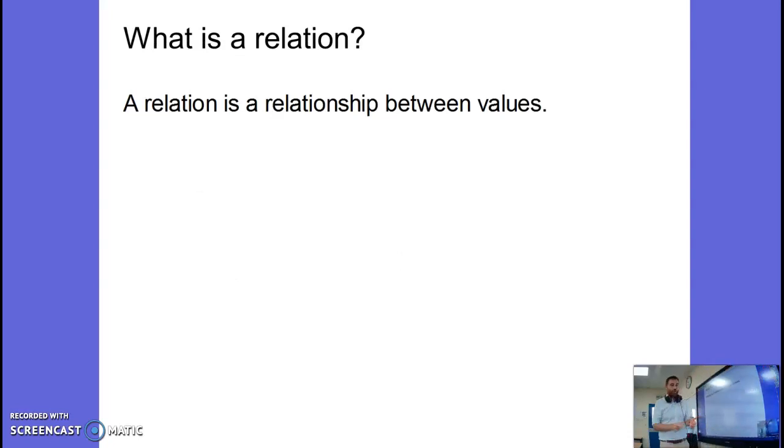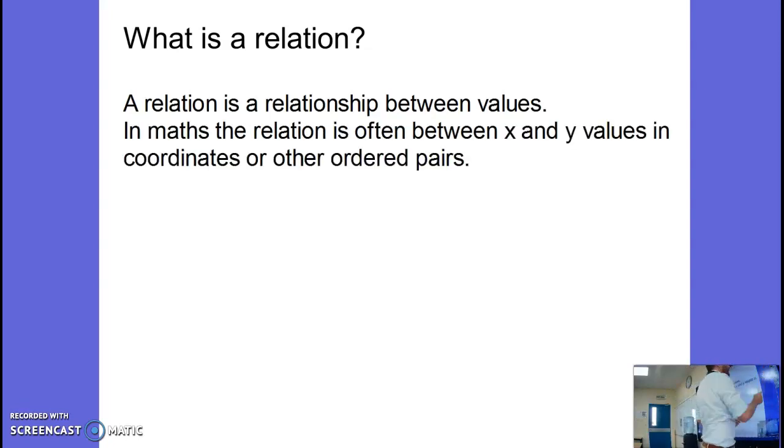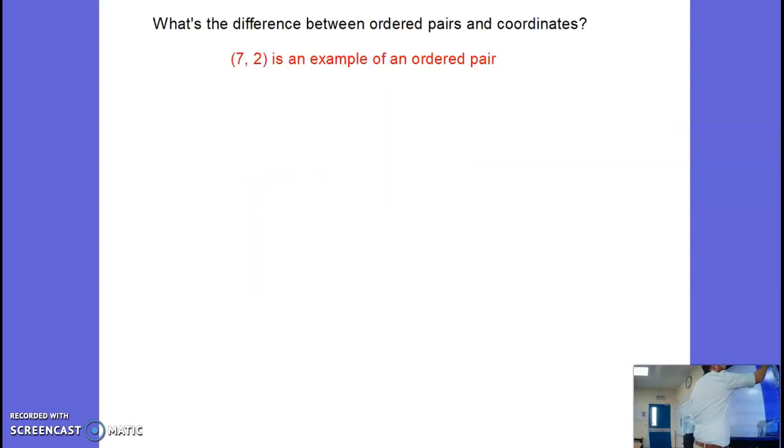So a relation is pretty much what it says. It's a relationship between values. Probably a very common relation you might see is between x and y values in coordinates or ordered pairs. Now, you'll see this language here of ordered pairs. As far as I'm aware, the most common ordered pairs you see are coordinates. But I looked this up and I got a very good definition.